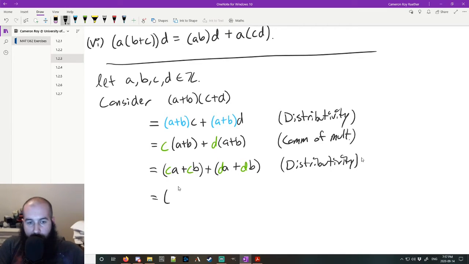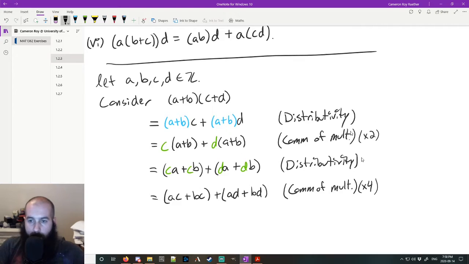So now we can fix the order of these things by using commutativity of multiplication. It'll be 4 times. And we'll get ac plus bc plus ad plus bd. And this is commutativity of multiplication. And if you'd like to remember, we use commutativity of multiplication 4 times. So you can make a note that it happened 4 times. Here we commuted twice. So if it helps you remember, you can include how many times the axiom was applied.